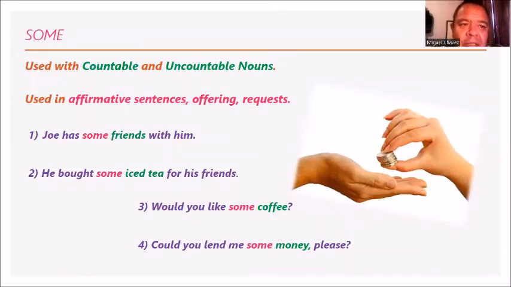The quantifier some is used with countable and uncountable nouns, and it is used in affirmative sentences, offers or requests. Joe has some friends with him. He bought some iced tea for his friends. Would you like some coffee? Could you lend me some money, please?